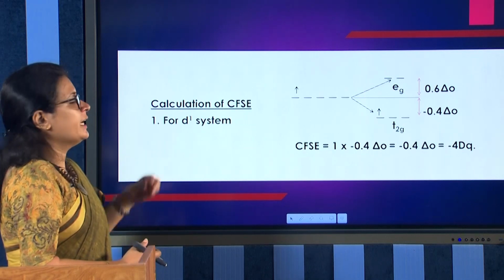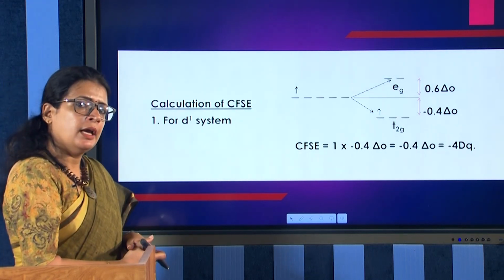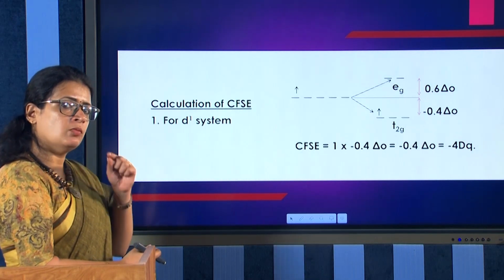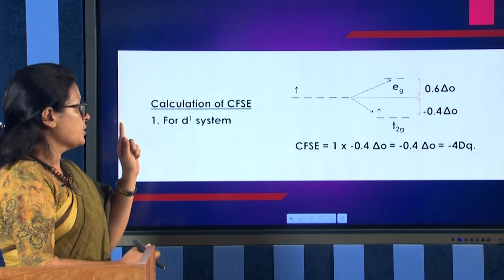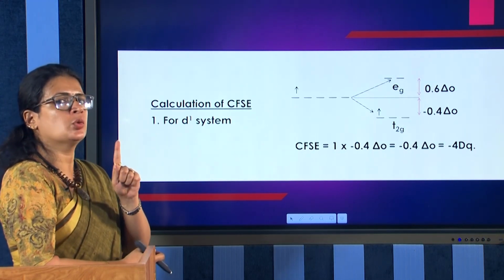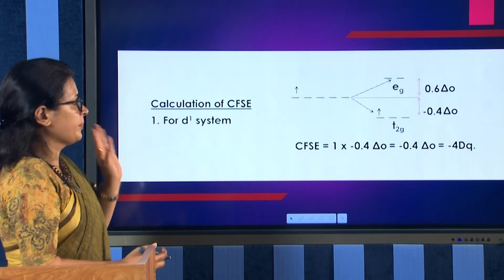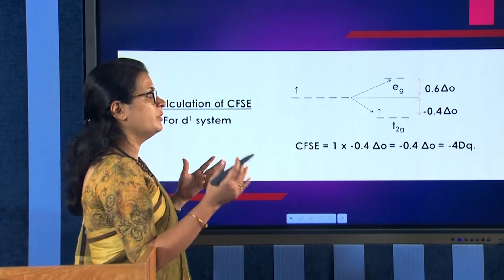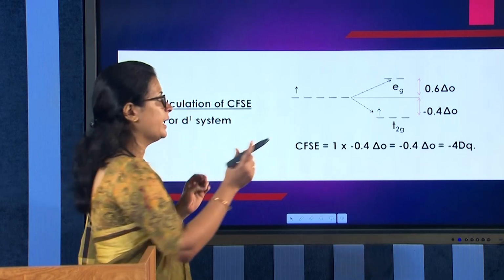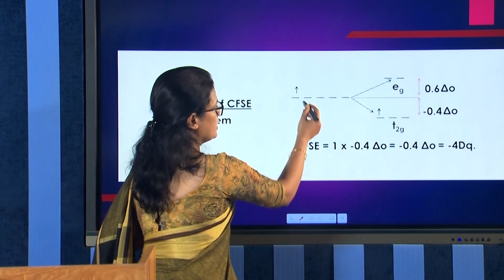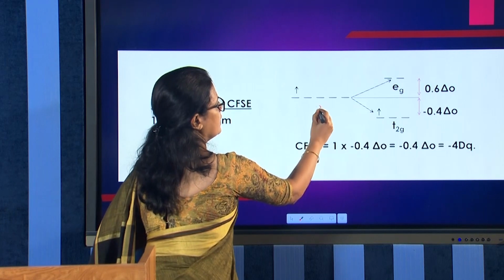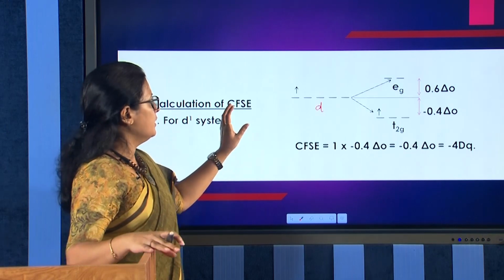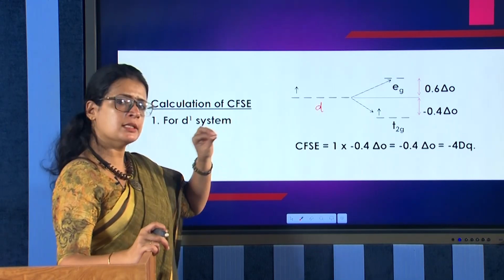For example, if I take a D1 system, it means a coordination complex which has one electron in the d orbital. So, the central metal atom which has one electron in the d orbital is called the D1 system. You know that you have 5 d orbitals, all of them degenerate in the absence of ligand, that is shown here. One electron in the d orbital, these are the 5 d orbitals, all degenerate. By the approach of ligands, this will be split into two.